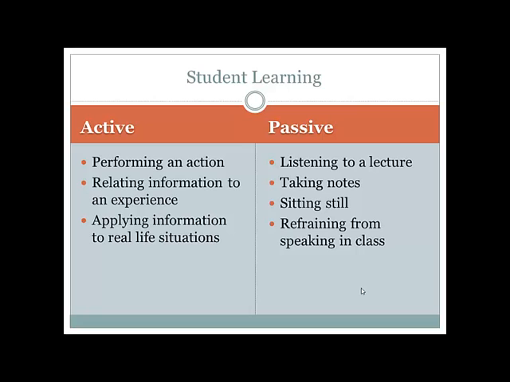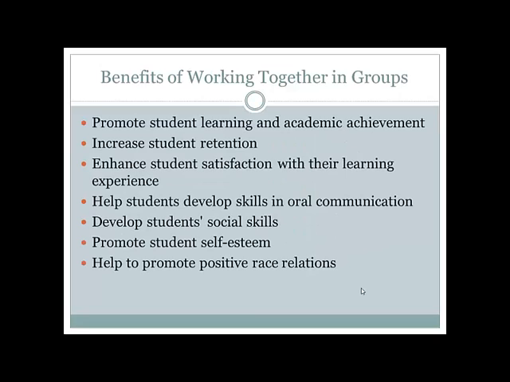Now we will look at some different types of active learning. Some of the benefits of working together in groups are it promotes the students' learning and academic achievement, it increases the students' retention, enhances the students' satisfaction with their learning experience, develops skills in oral communication. It develops the students' social skills and promotes student self-esteem. It also helps to promote positive race relations.